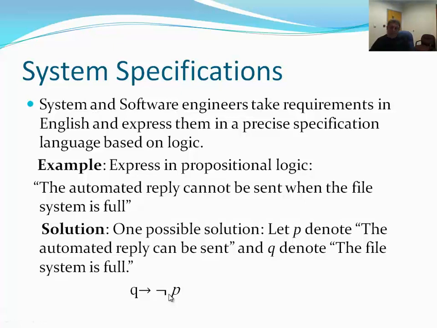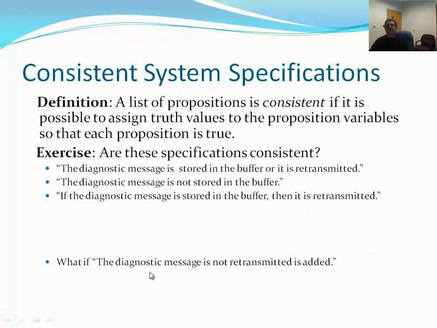And we check this one. We see if Q is true, then this one has to be false. Meaning if the file system is full, then the automated reply cannot be sent, right? That is the meaning of this one.